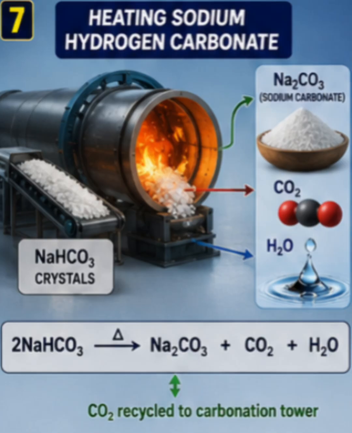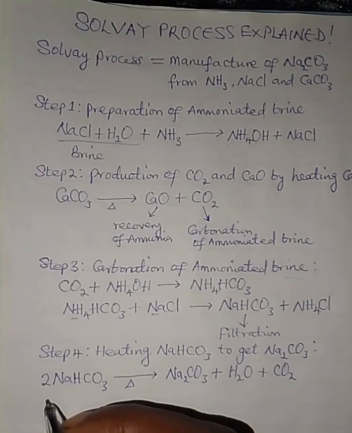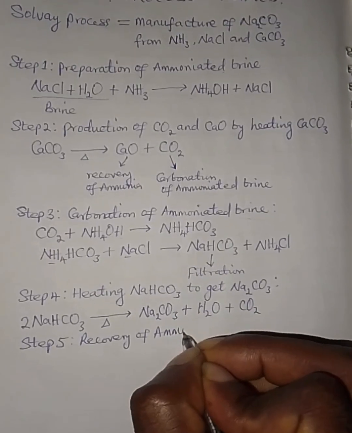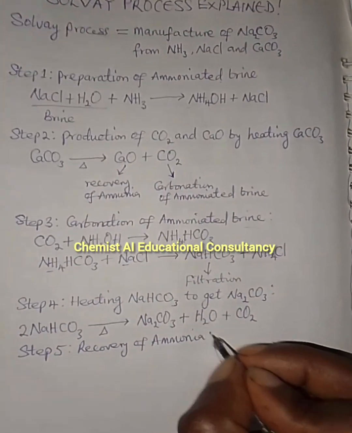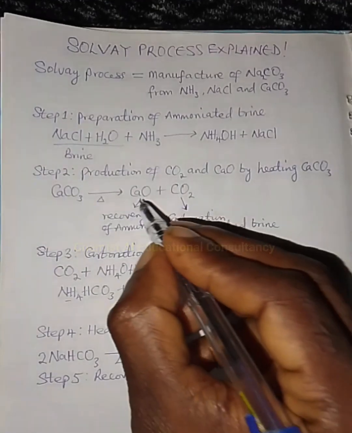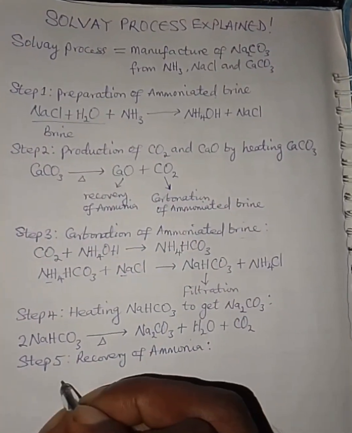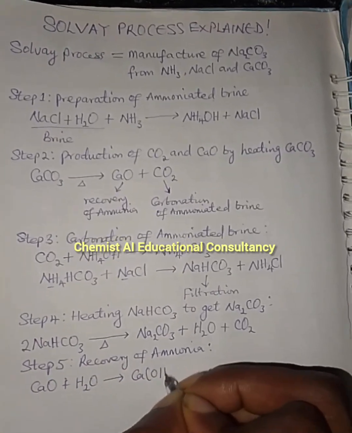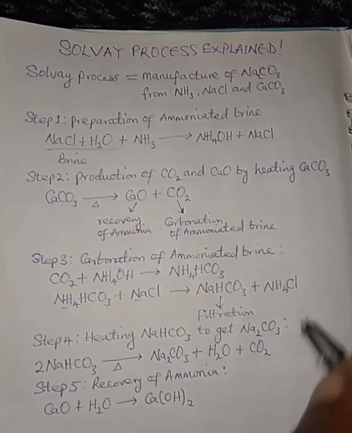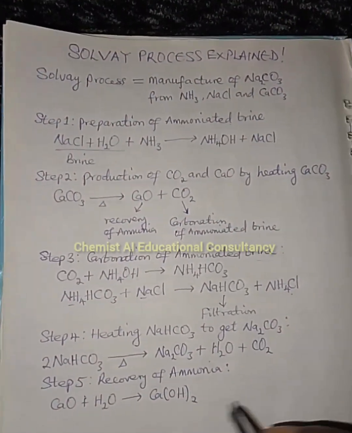But wait, getting our final product doesn't mean the end of Solvay process. Solvay process must end with recovery of ammonia. So step 5 is recovery of ammonia. To recover the ammonia, the calcium oxide in step 2 is very important. So that calcium oxide must be converted to slaked lime, calcium hydroxide, which will now attack the ammonium chloride in step 3 to recover the ammonia that was used up in step 1.